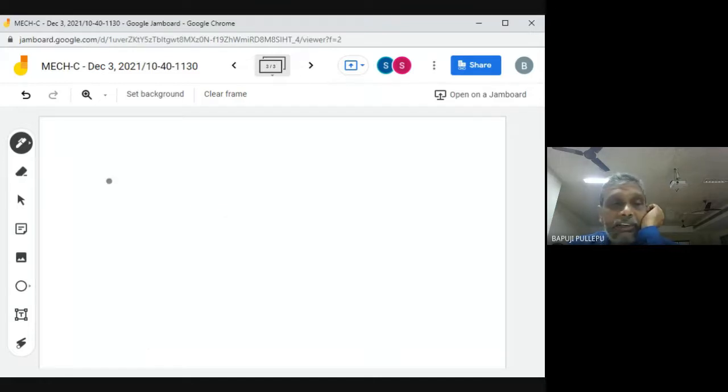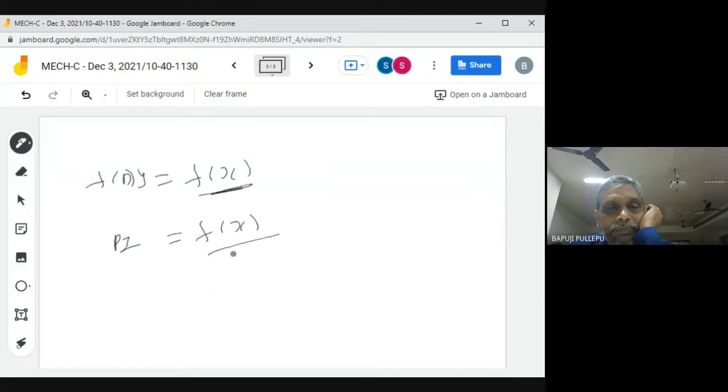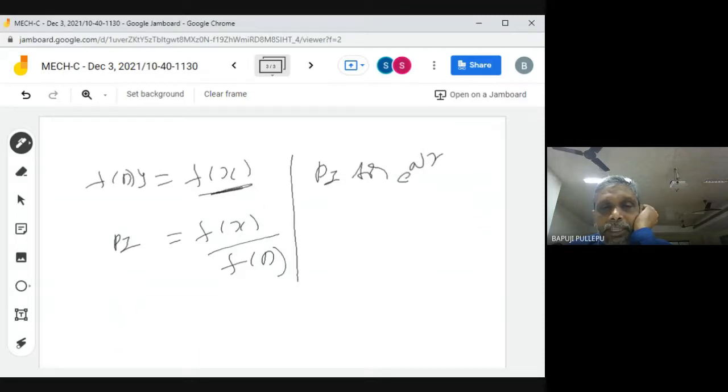Now, when will you get PI? If on the right side we have any function, f of D into y is equal to some function, you can think for PI. PI, how will we write? PI is equal to f of x by f of D. Now the first case of PI is what? PI for e to the power of ax, so e to the power of ax by f of D. So put D is equal to what?